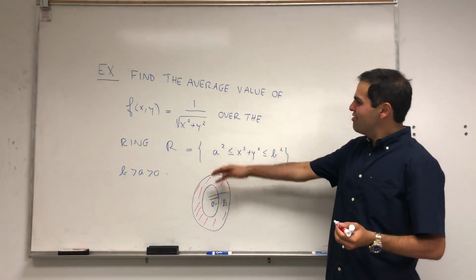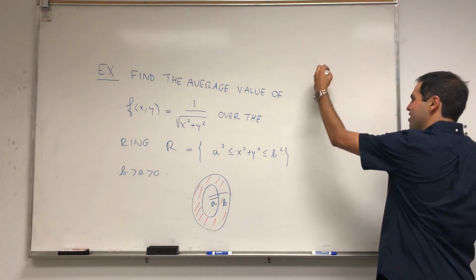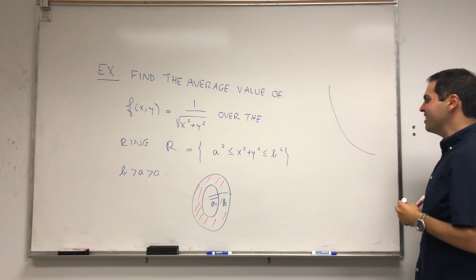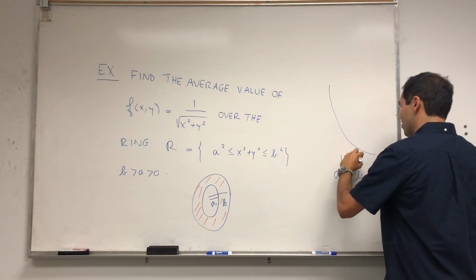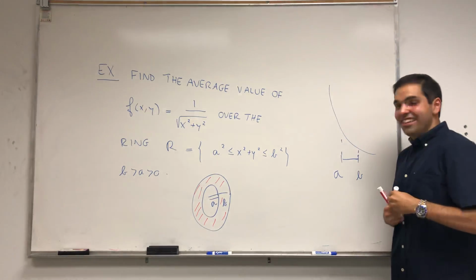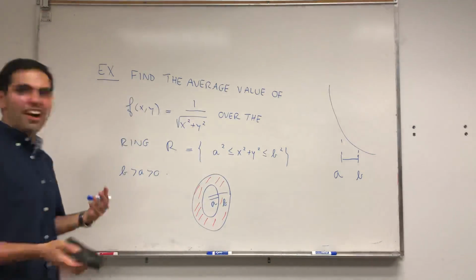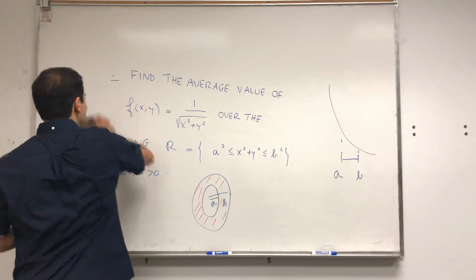So you want to find the average value of this function, which blows up at 0 and goes down to 0 very quickly, over this ring, sort of in this profile view. And you'll see the answer is very, very neat, but let me remind you how to find average values of functions in 2 dimensions.